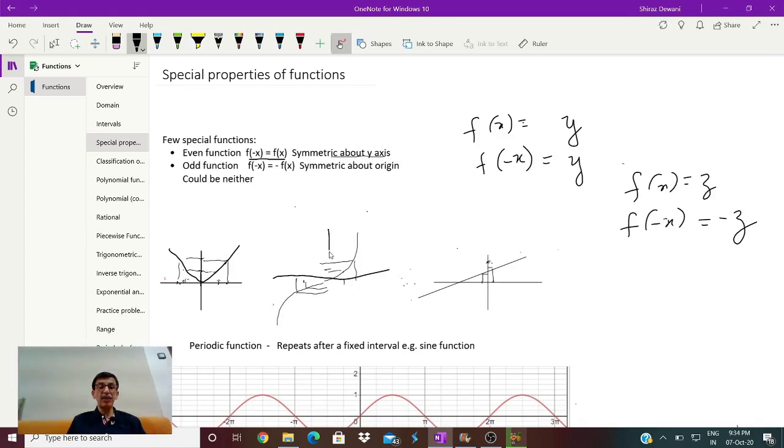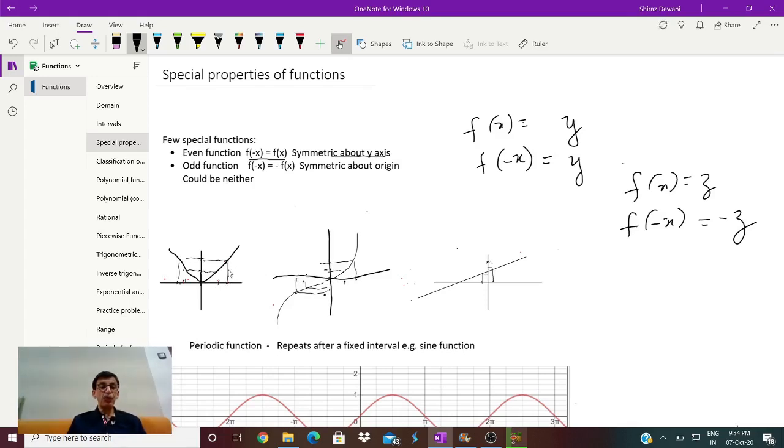For example, if this is your x-axis and y-axis and this is your graph. Now suppose if this is your x, you get y over here. If you put minus x, you get something over here that is minus y. Here also if you put x, this is y. If you put minus x, you will get minus y. So that is the difference.